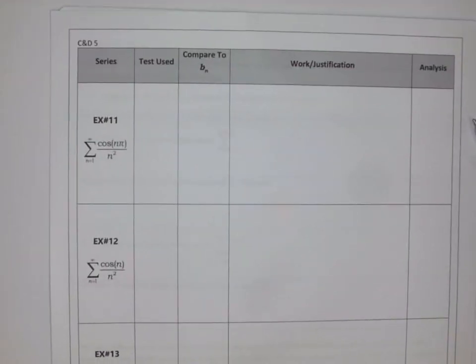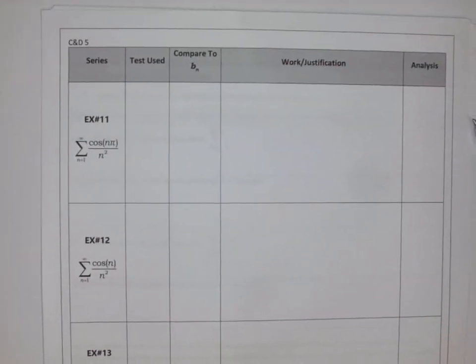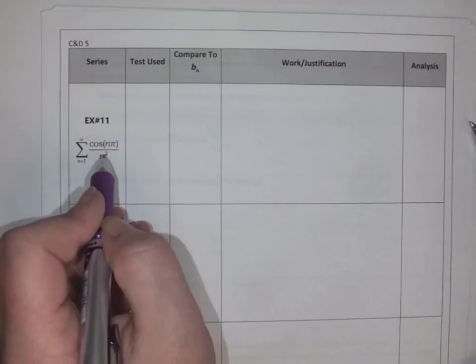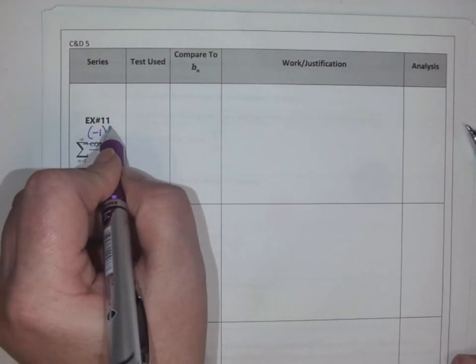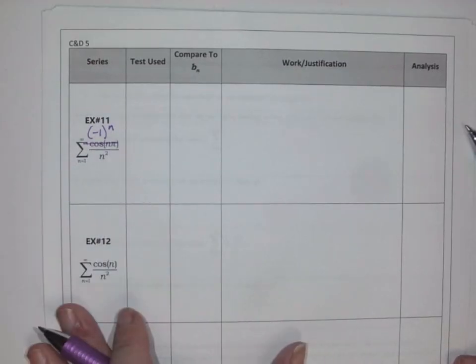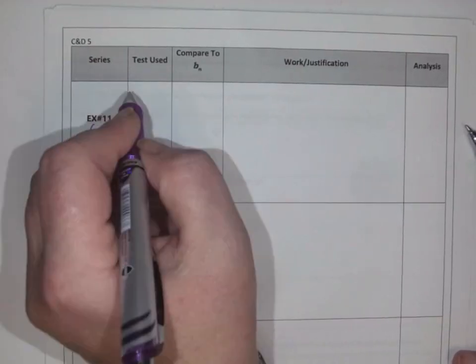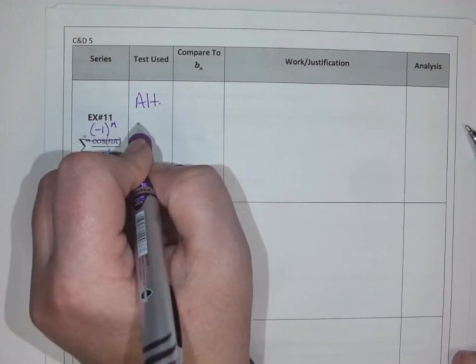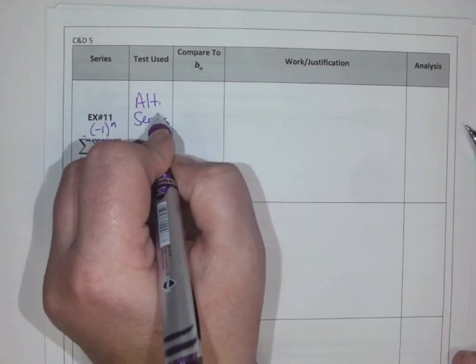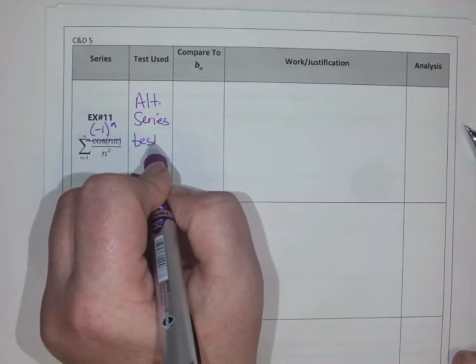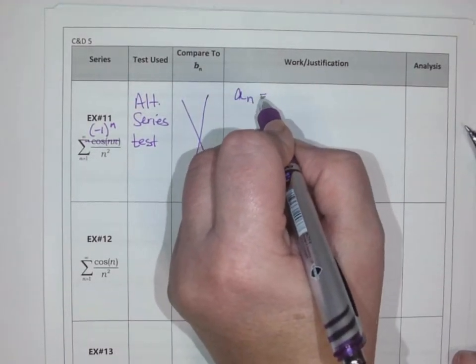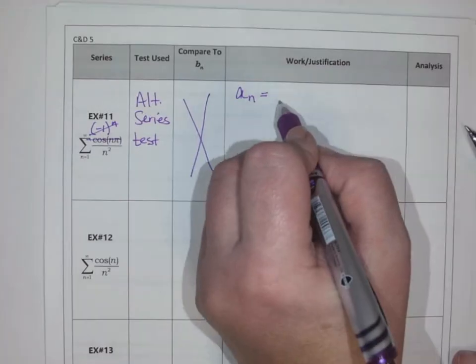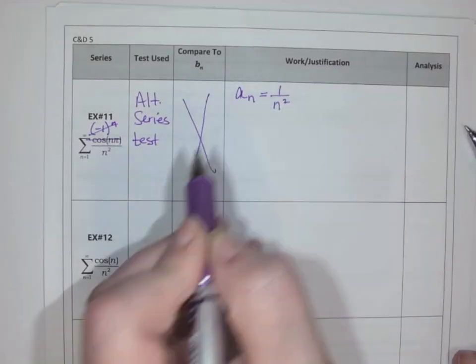We've got cosine of n pi over n squared. So remember, we talked about this one. Cosine of n pi is your alternating piece. So that's really going to be negative 1 to the n. So now I've got an alternating series. So I'm going to use the alternating series test, no comparison. So a sub n, I'm going to ignore that piece, is going to be 1 over n squared.